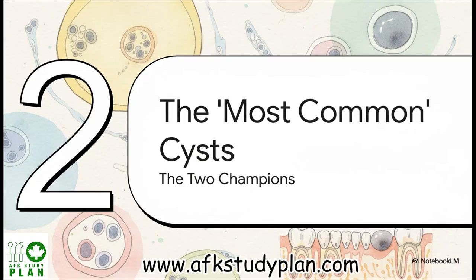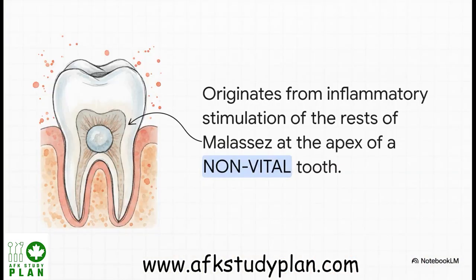Let's move on to the two heavyweights. I mean, you are pretty much guaranteed to see these on your exam and definitely in your clinical practice. These are the champions of odontogenic cysts. So first up is the periapical cyst. You'll also hear it called a radicular cyst. This is, without a doubt, the number one most common cyst in the jaws. And its story always starts with inflammation from a non-vital tooth. That chronic irritation kicks the rests of Malassez into gear, and boom, you've got a cyst.